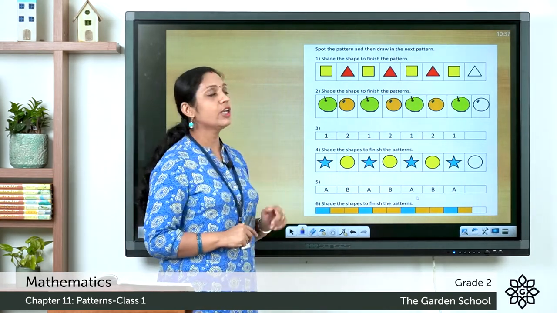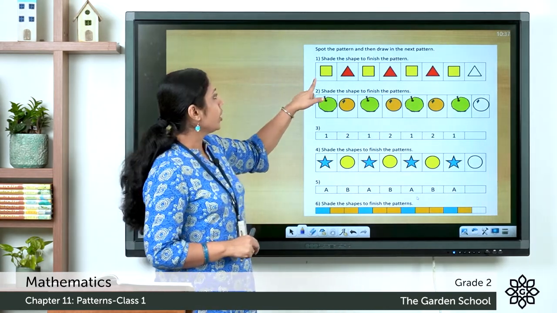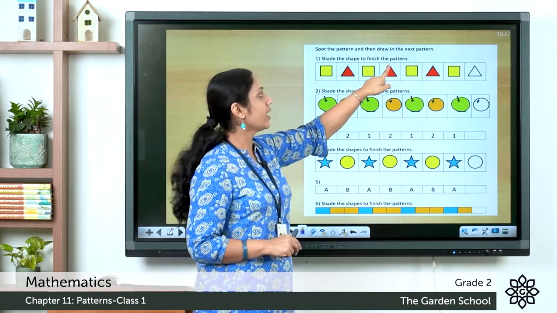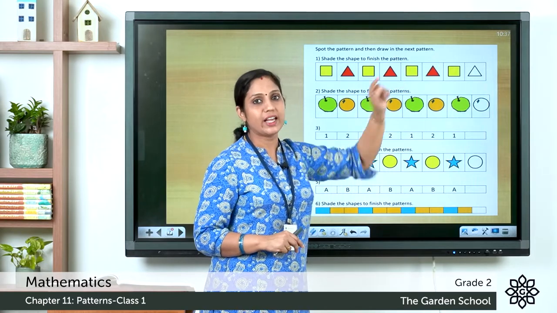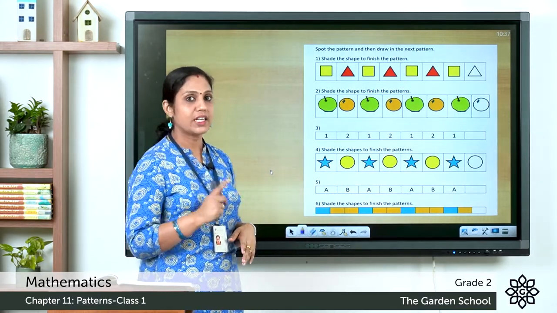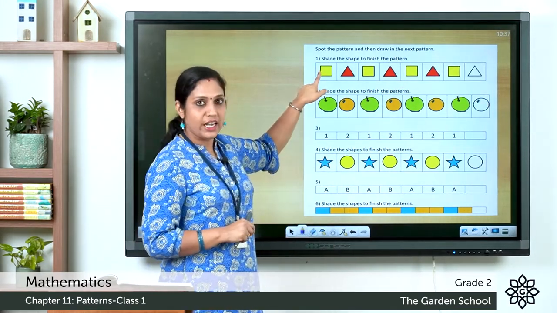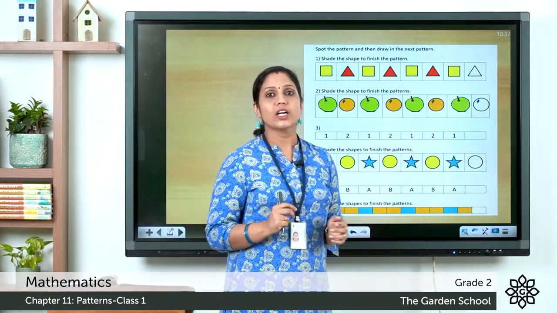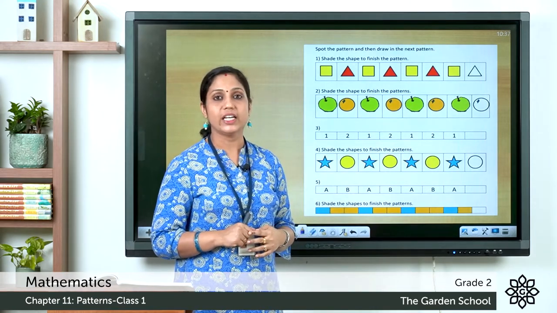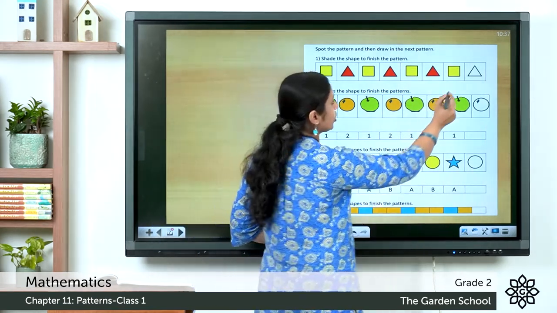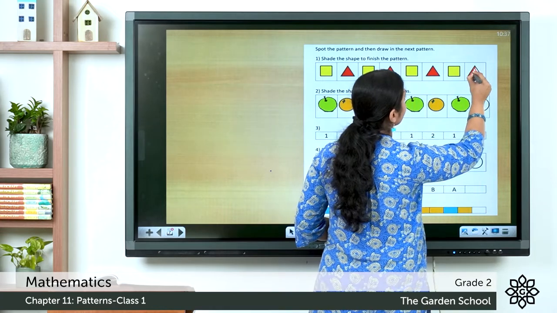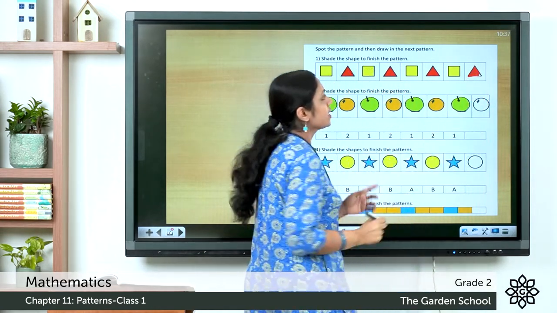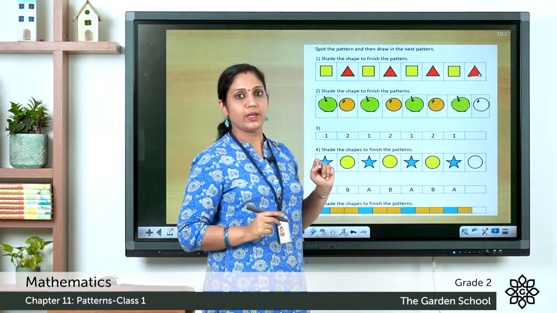Shade the shape to finish the pattern. So here you have square, triangle, square, triangle, square, triangle, square, triangle. It's given, the triangle is given. But let's have a look again. Square is yellow, triangle is red. So the last triangle, in which color should we shade it? Yes, we have to shade it in red color. So we'll shade this in red color. And now we can say that this pattern is complete.